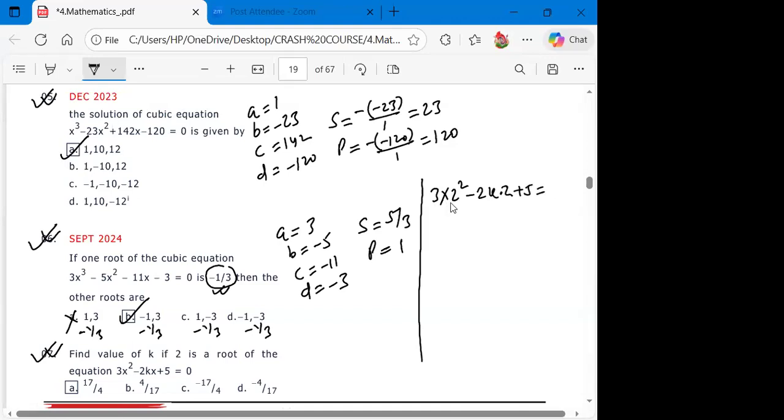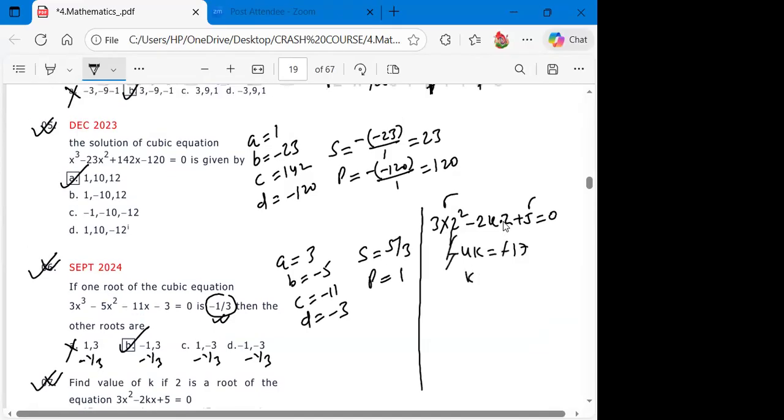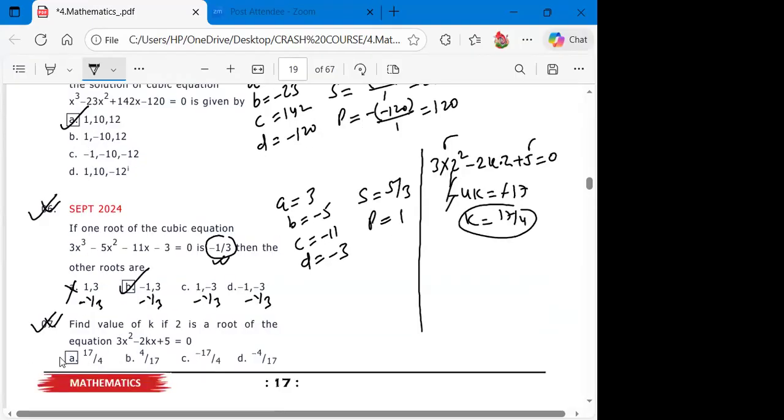So 3 into 2 square is what? 12. 12 plus 5 is how much? 17 will become how much? 17 by 4. So option, just see, is there any 17 divided by 4?